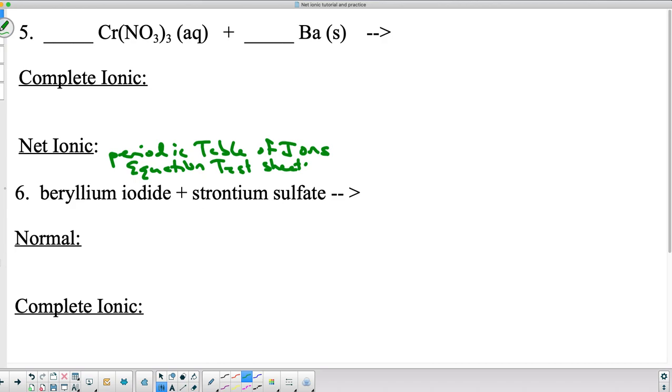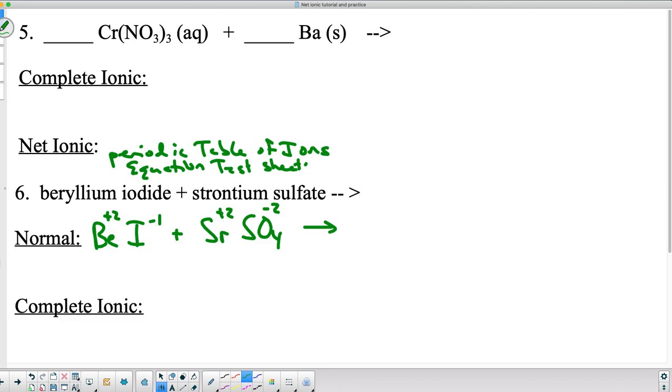So I'm going to write out the normal equation, which means I need to write this whole thing out here. Beryllium has a +2. My first step, we've been doing this for a while now, so this shouldn't be a shocker to you. I'm going to write out symbols and charges. Iodide is a -1. Strontium is a +2. Sulfate is SO4 with a -2.